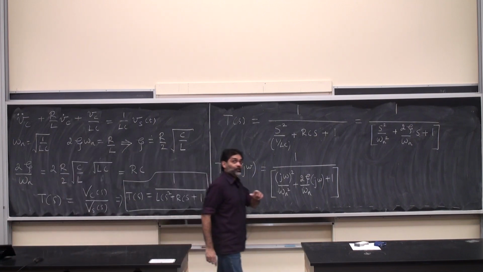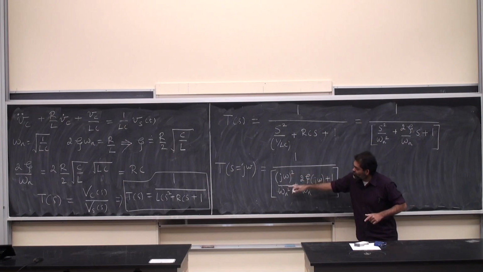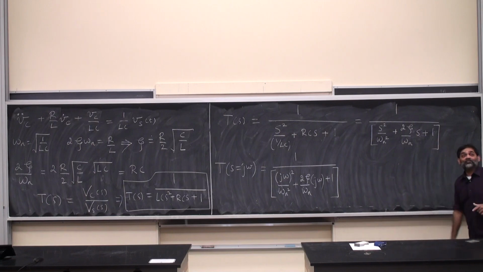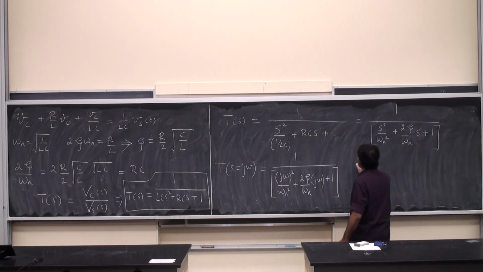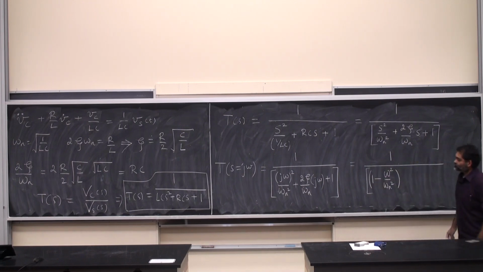J square is minus 1, which means that this is no longer an imaginary number, this is a real number. Okay? So I'm going to take this quantity, which is now a real number, attach it to the 1 here, and now I have a complex number. You'll see. So this is now 1 minus omega square by omega n square.